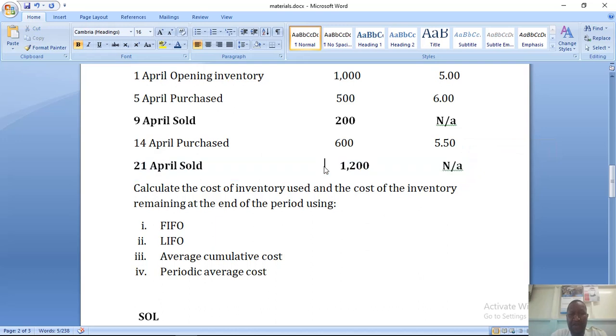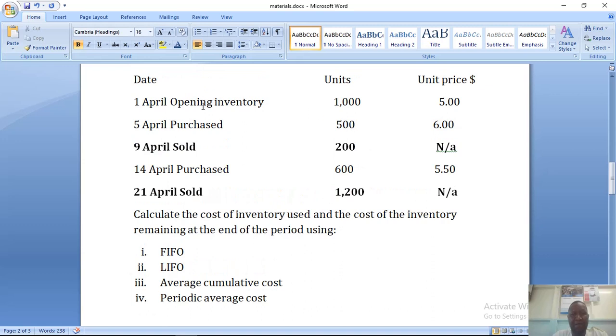We have another issue that is happening, or another sale that is happening on the 21st of April. 21st of April is a sale of 1,200 units. So 1,200 units should come from the earliest consignment that we have, and remember we've already removed 200 units from the 1,000 opening inventory, so we should be remaining with 800 units there, plus the other 500 units. But the first units to go out under FIFO, first in, first out, is the remaining 800 units from this consignment, the opening inventory.